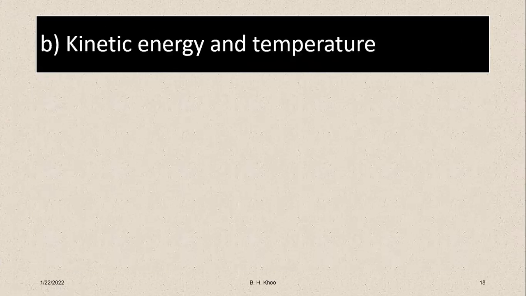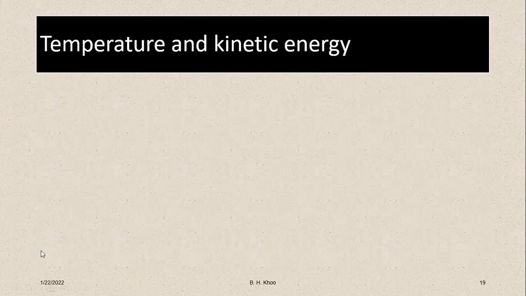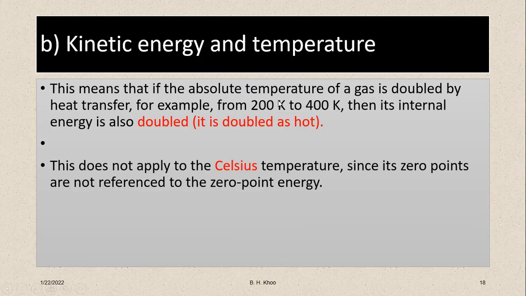Okay, next one. Then you need to know how to understand the formula. If the temperature is doubled in Kelvin, then it's twice as hot. Celsius scale cannot. You cannot say today is 20 degrees, tomorrow is 40 degrees, it's twice as hot. You cannot say that. You have to use Kelvin, then you can say that. Okay with that? Okay.